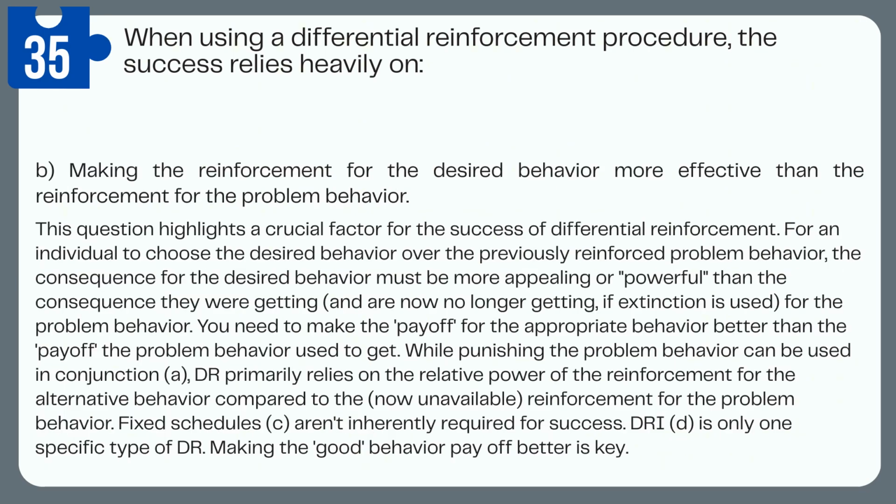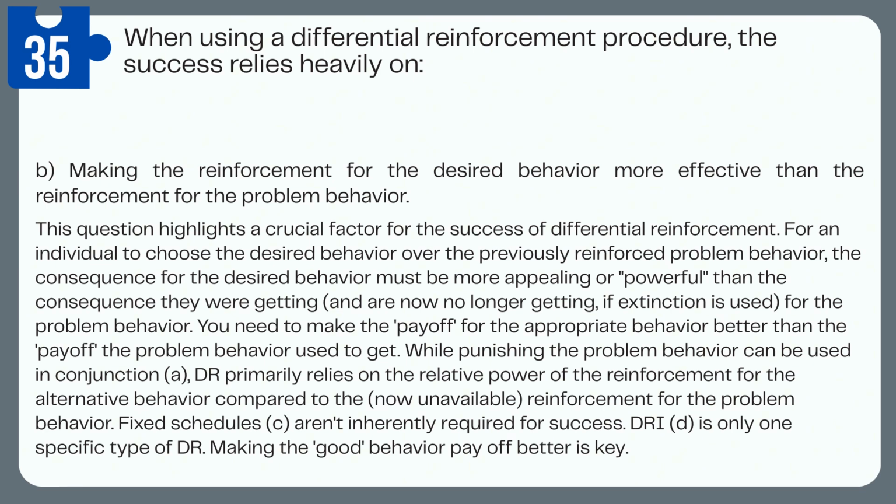Answer: B. Making the reinforcement for the desired behavior more effective than the reinforcement for the problem behavior. This question highlights a crucial factor for the success of differential reinforcement. For an individual to choose the desired behavior over the previously reinforced problem behavior, the consequence for the desired behavior must be more appealing or powerful than the consequence they were getting and are now no longer getting, if extinction is used for the problem behavior. You need to make the payoff for the appropriate behavior better than the payoff the problem behavior used to get, while punishing the problem behavior can be used in conjunction.